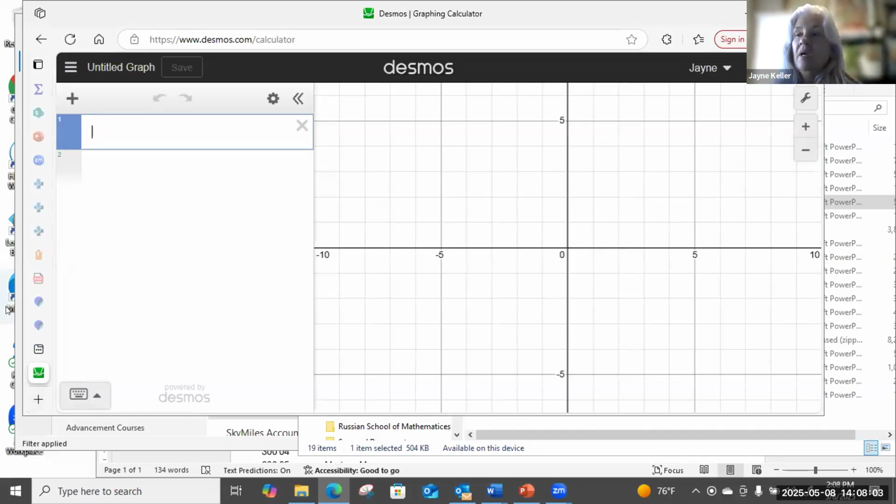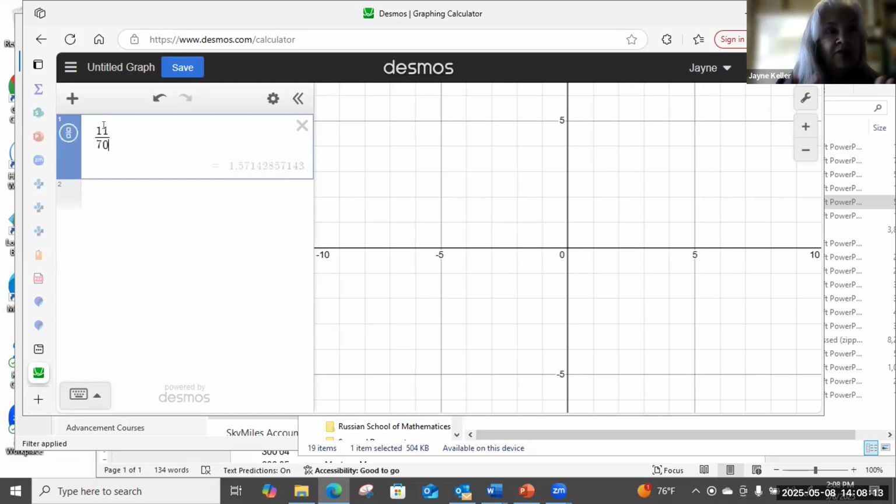But for this one, I just want to approximate. What did I have? I had 11 out of 70. So I can just type in 11 over 70, and it does that quick calculation for me. Then they wanted me to round to the nearest hundredth. So I take a look right here. The 1 is in the tenths, the 5 is in the hundredths. So I look to the right and I see a 7. So I'm going to round this up to 0.16.